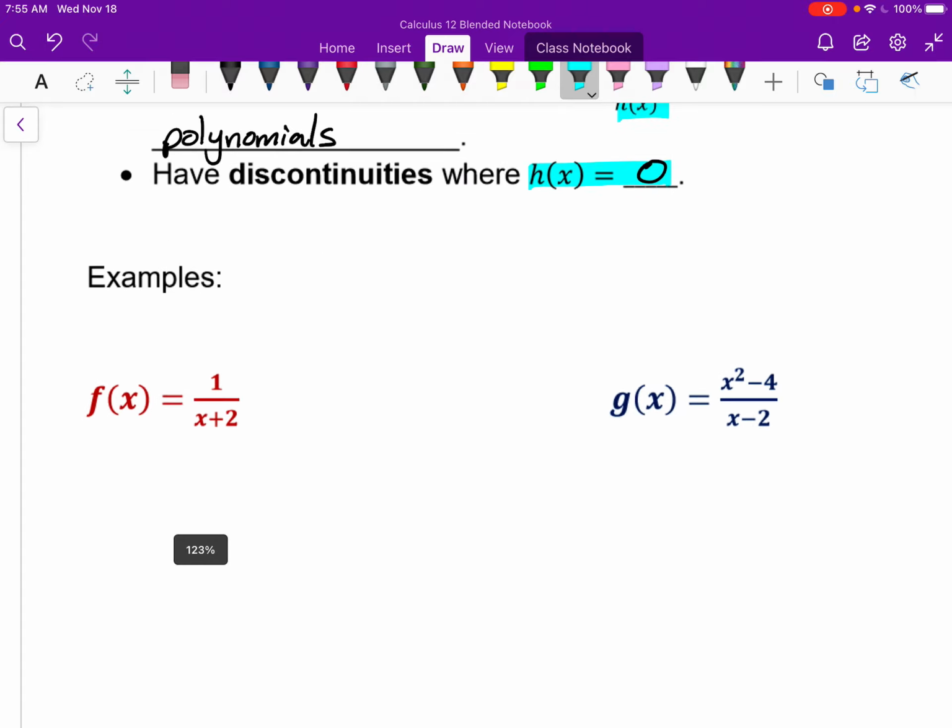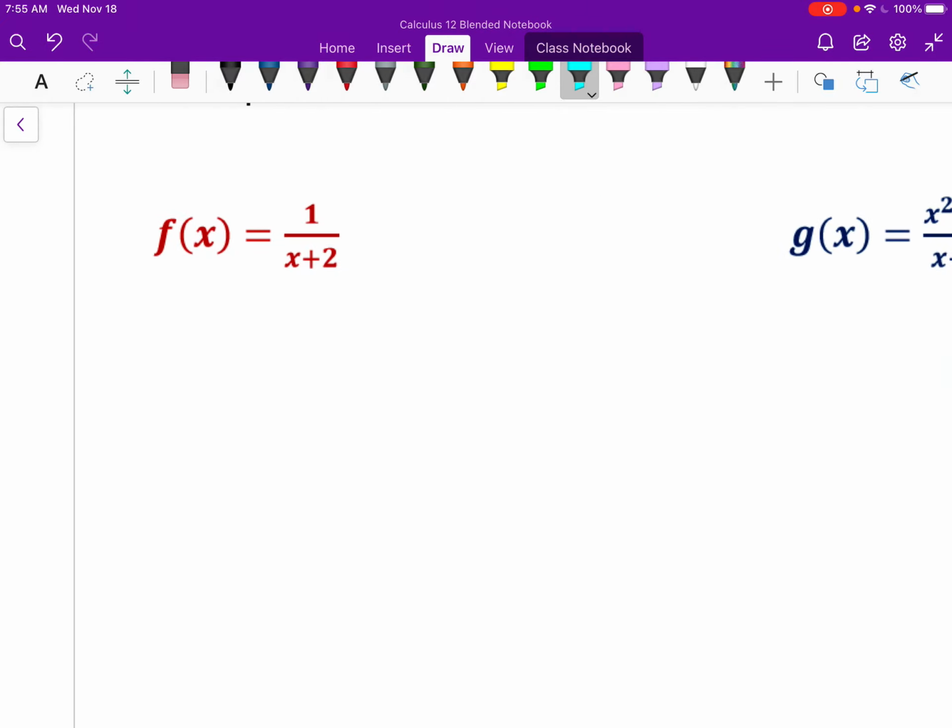And so for example, right here, if I look at f of x, I can see that when x is -2, I'm going to be dividing by 0. So I know there's a vertical asymptote at -2.